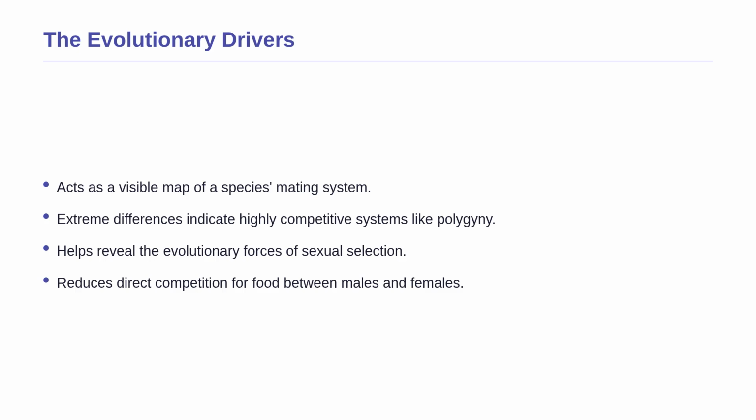Now that we know what sexual dimorphism is, we must ask why it is so crucial to study. Understanding these physical differences is absolutely vital because it acts as a visible map of a species' social structure. Whenever you observe extreme differences between sexes, you can almost guarantee that the species has a highly competitive mating system, such as polygyny, where one male mates with many females. Without this concept, we would be completely blind to the powerful evolutionary forces shaping the animal kingdom.